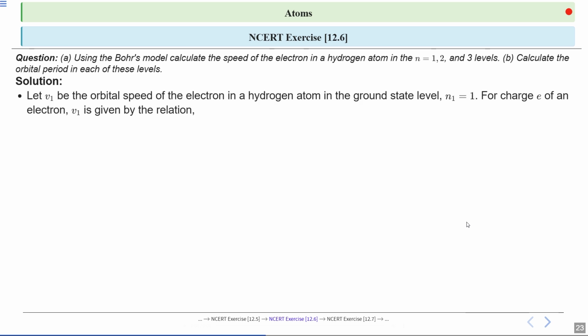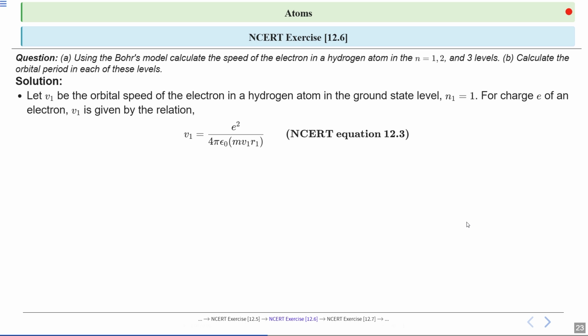We are calling the electron speed in the ground state V1 and n1 equals 1. The charge of the electron is represented by e. The formula we are about to use relates the electron's speed to these variables.